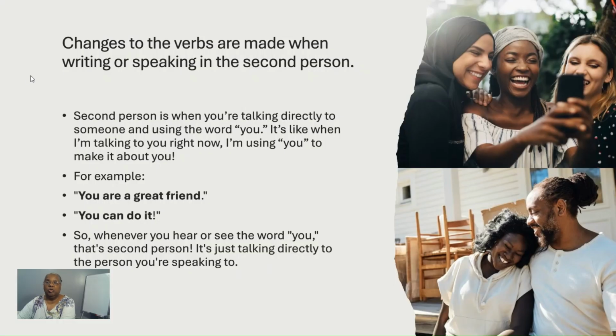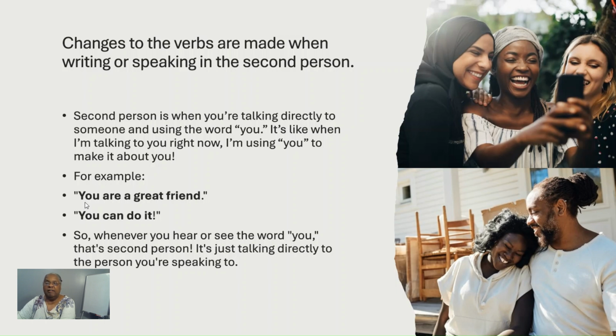Changes to the verbs are made when writing or speaking in the second person. Second person is when you're talking directly to someone and using the word you. It's like when I'm talking to you right now. I'm using you to make it about you. For example, you are a great friend. You can do it. So whenever you hear or see the word you, that's second person.